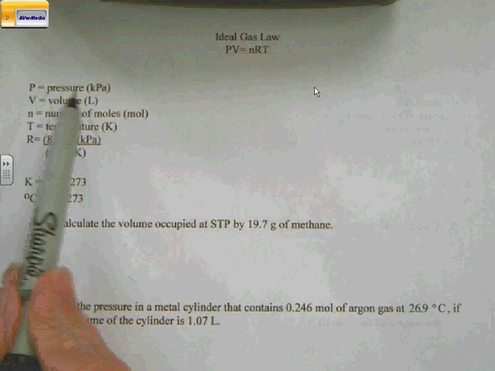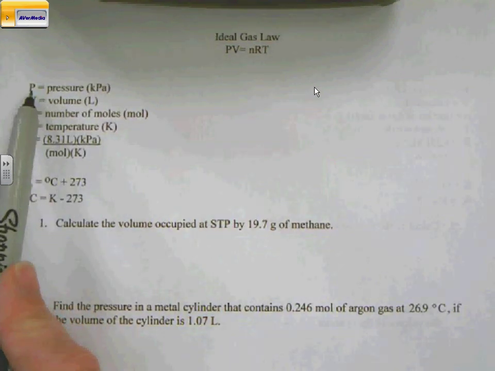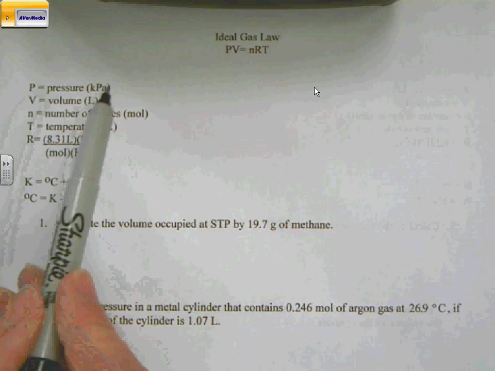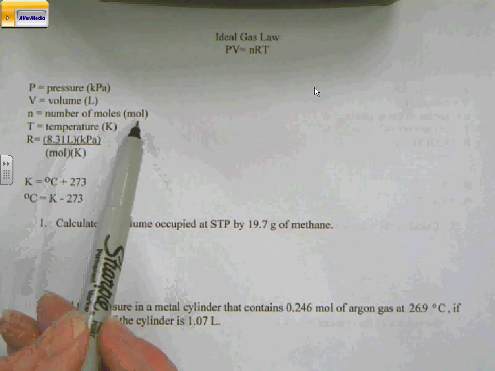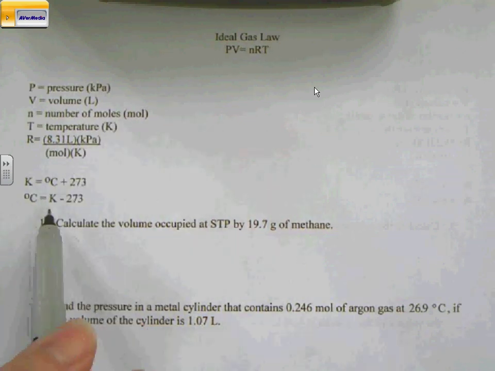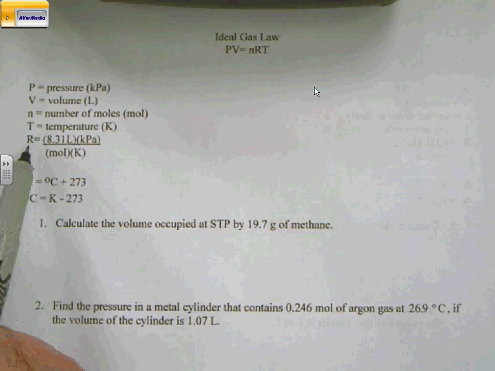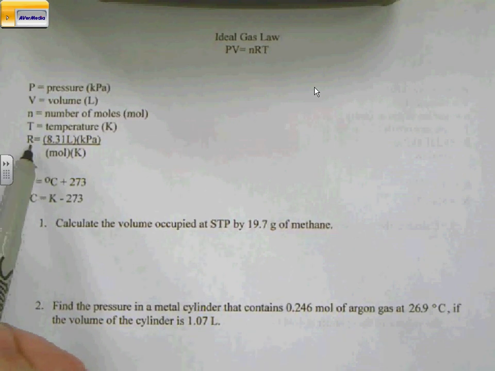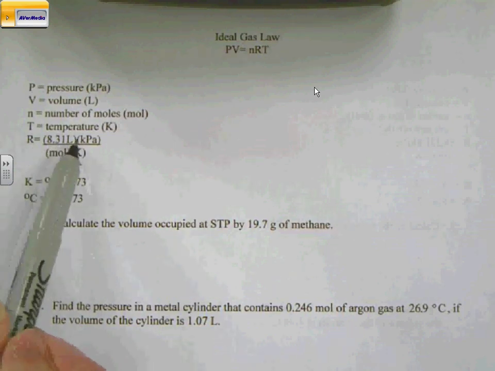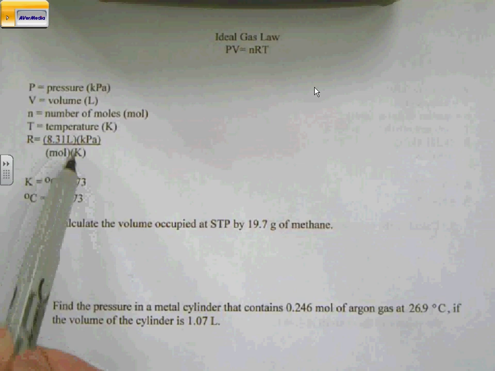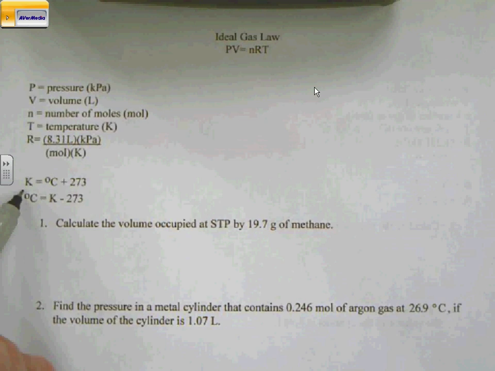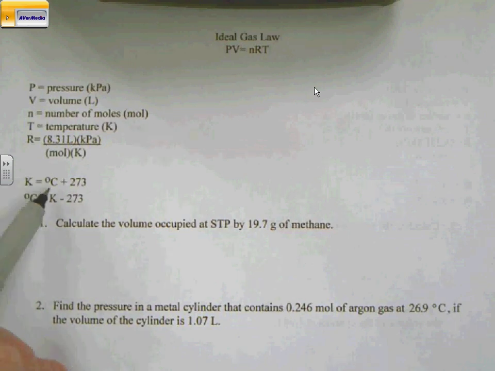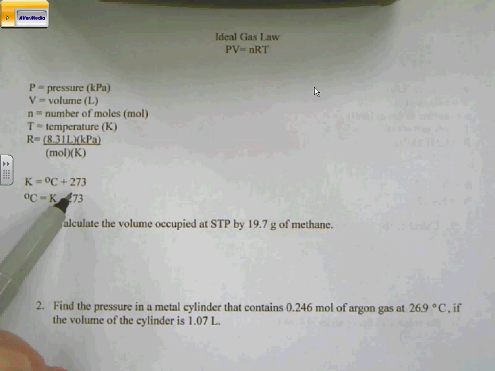For example, you need to have the pressure in kPa, the volume in liters, the number of moles, of course, in moles. The temperature needs to be in Kelvin. And we've discussed the concept, the constant R is 8.31 liters times kPa divided by moles times temperature. Notice temperature has to be in Kelvin. So, if you need the Kelvin temperature and Celsius is given to you, you have to add 273. Or if you need the Celsius temperature, if Kelvin is given to you, you subtract 273.